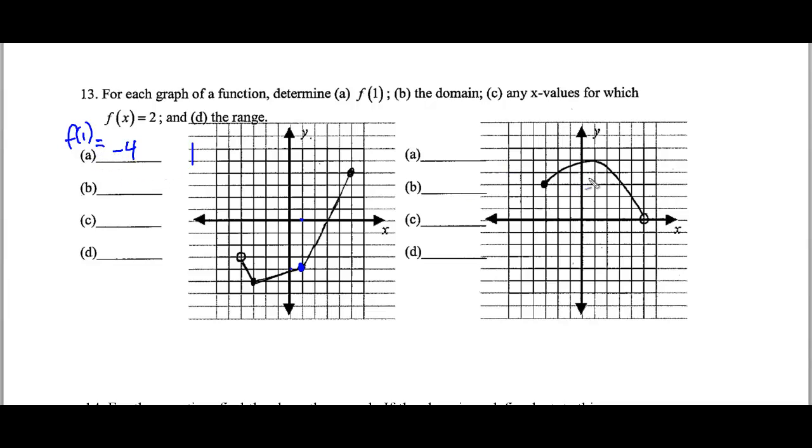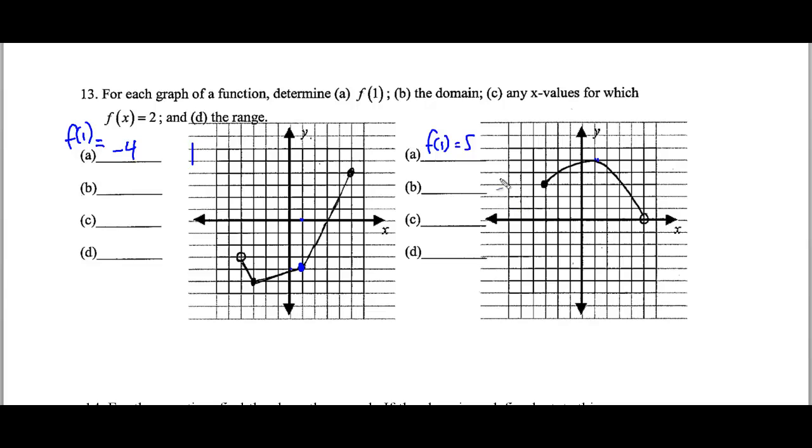Now let's take a look at it over here. I'm going to take each of these side by side. So let's take a look at this picture over here. So f of 1 is looking where x is 1. So I move up to the line and see how tall that is. That's 1, 2, 3, 4, 5 units tall. So over here, my f of 1 is equal to 5.